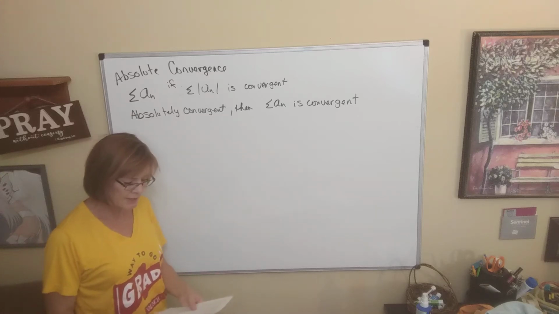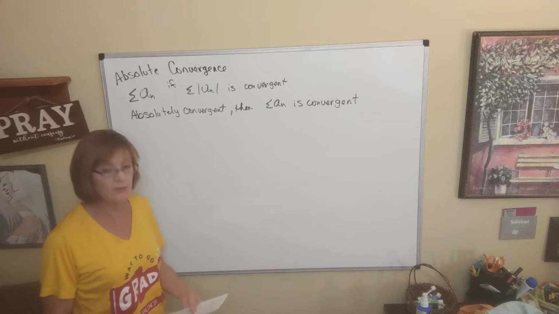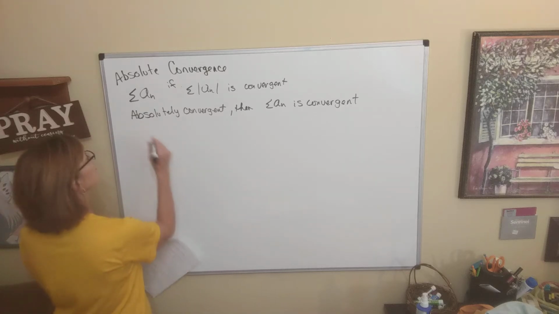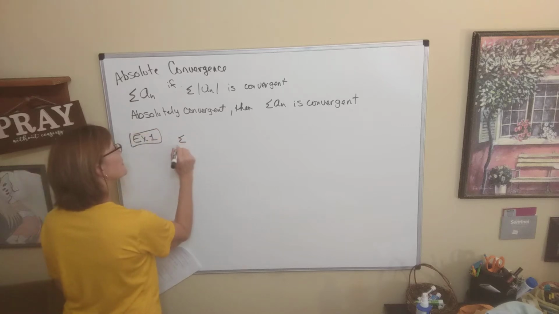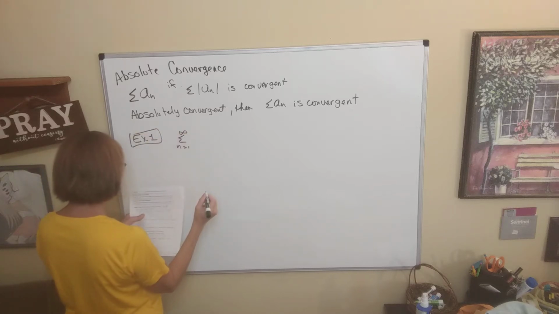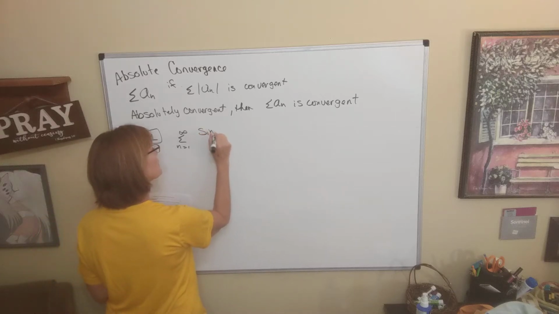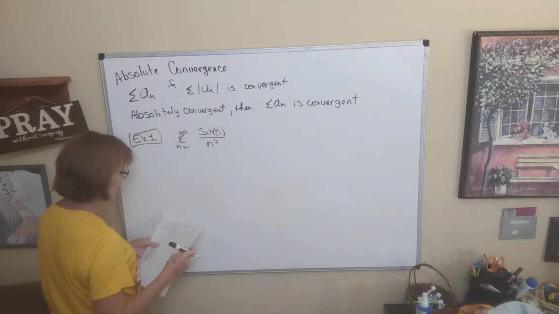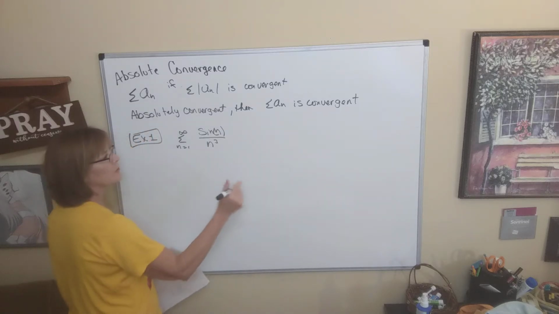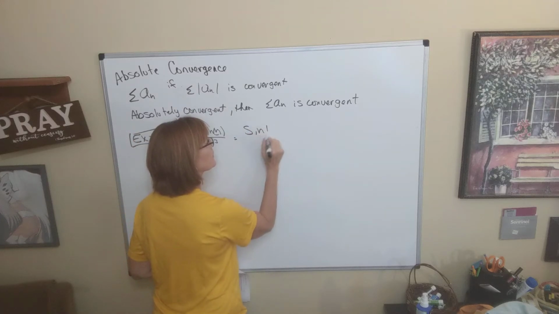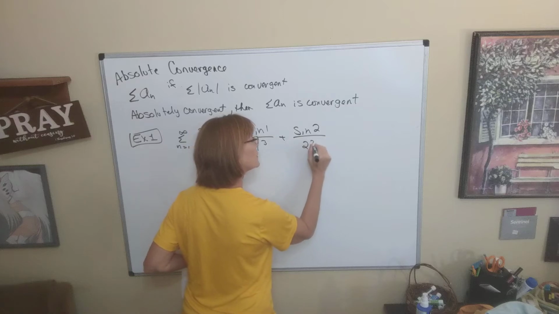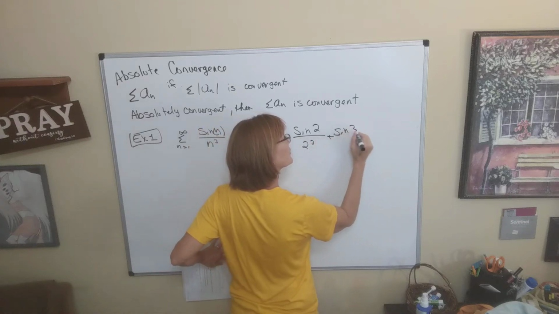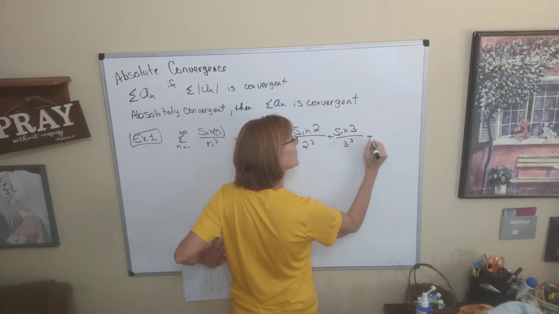So here's the first example. It says determine if the given series is convergent or divergent. We have the sum from n equals 1 to infinity of the sine of n over n cubed. Okay, so if we lay out a few of these terms, this would be the sine of 1 over 1 cubed plus the sine of 2 over 2 cubed, the sine of 3 over 3 cubed, and so on.